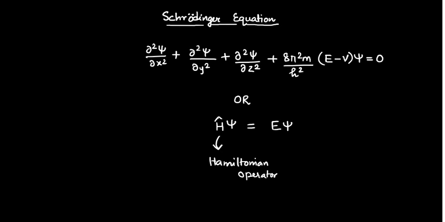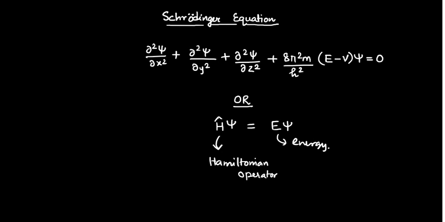Now, this is the other way by which we can write the Schrödinger equation, and E here represents energy. That means the energy of an electron. Now, we apply this Hamiltonian operator on psi. When we apply this operator, H cap, the Hamiltonian operator, on the wave function psi, we get to know about the energy of an electron.